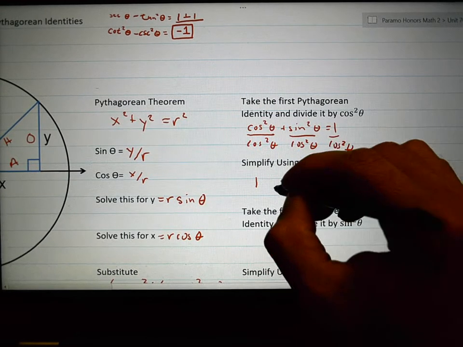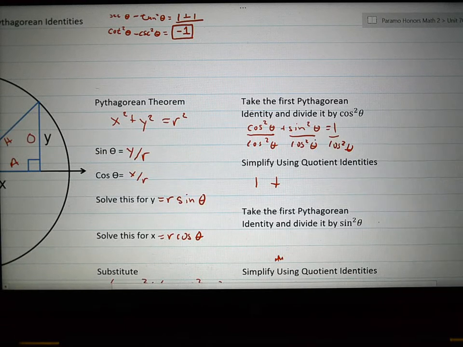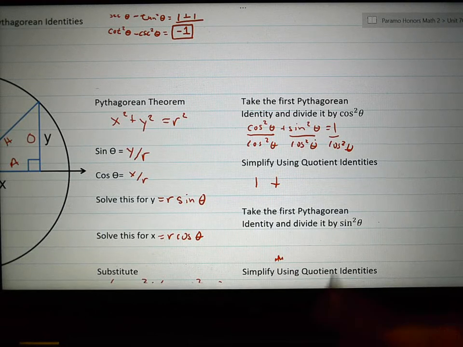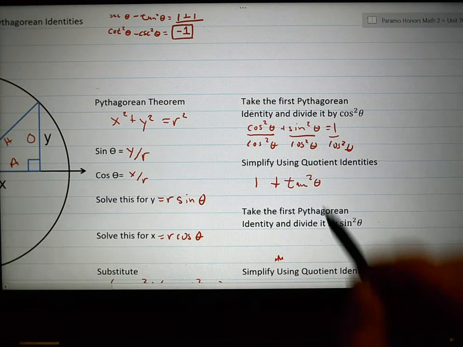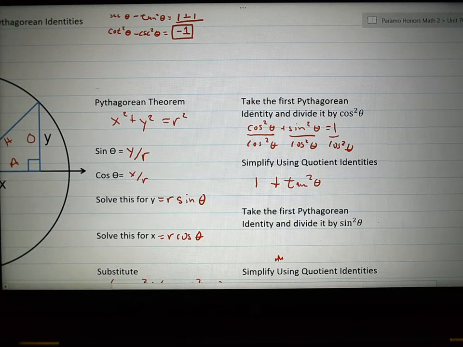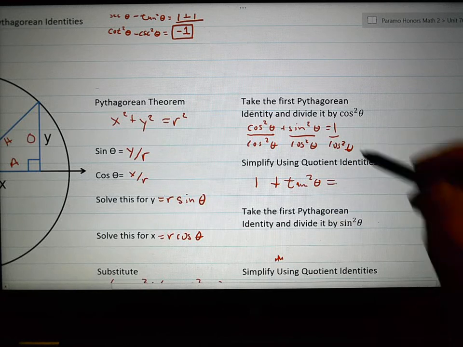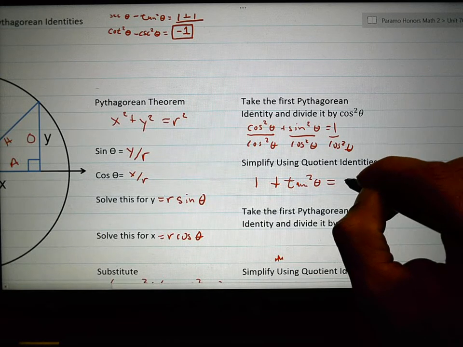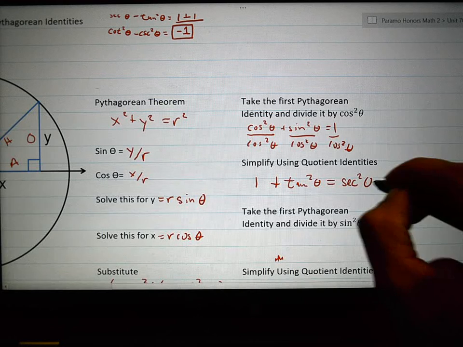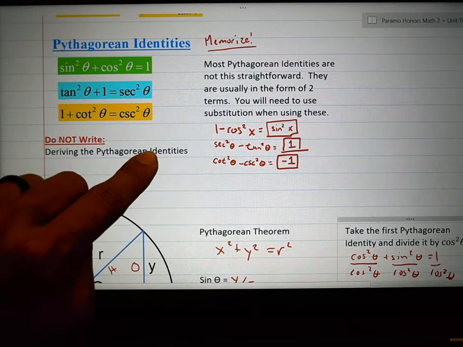What is sine squared of theta divided by cosine squared of theta, maybe using one of your quotient identities? Tangent squared of theta, because sine squared divided by cosine squared should equal tangent squared. Equals, what's 1 divided by cosine squared? If it's in the denominator, I want to move it up. And don't forget, if it was squared, you still have to have it squared here. Guess what that is? That is our second Pythagorean identity.